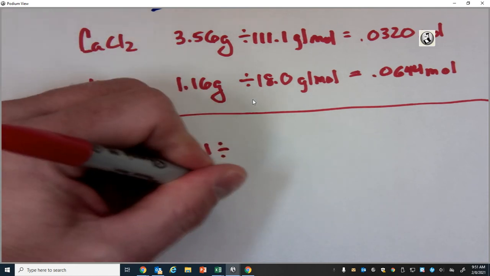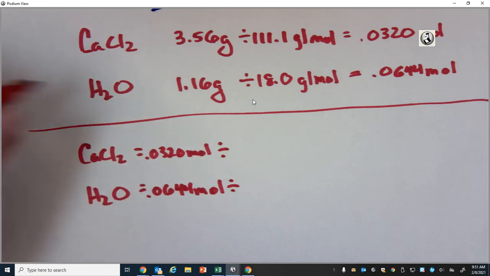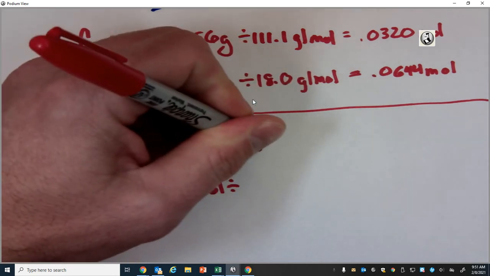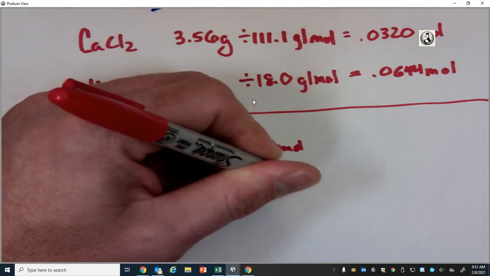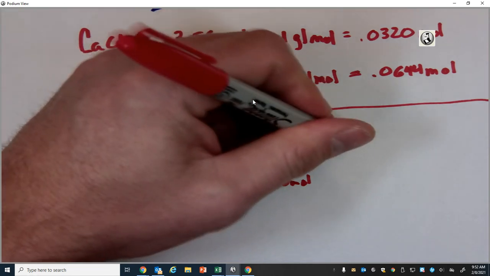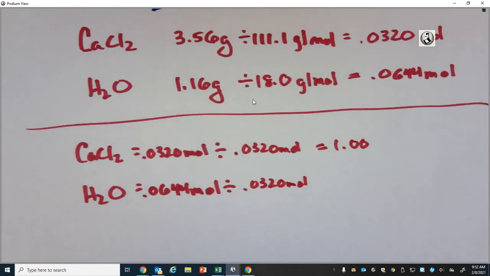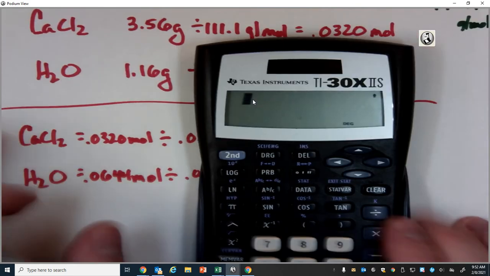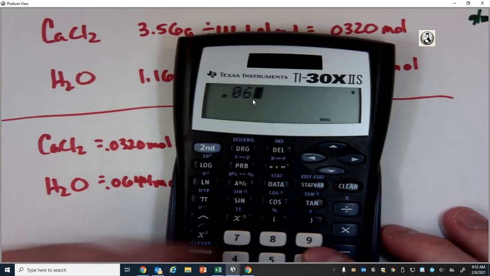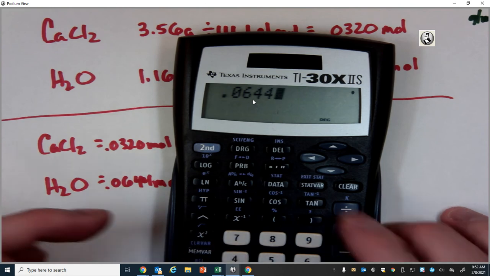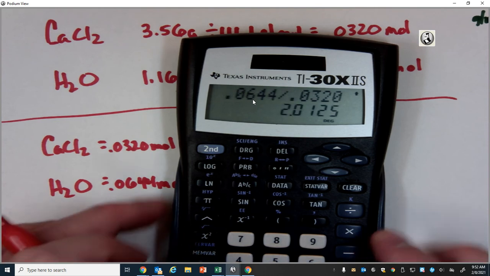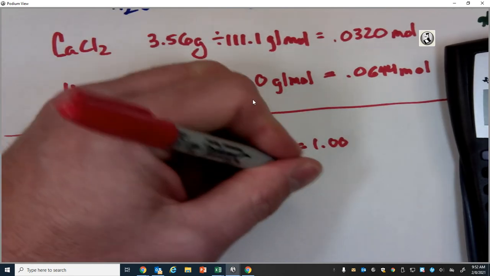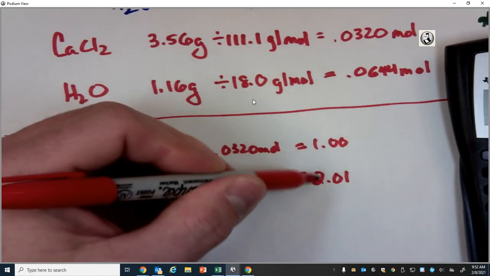Divide by smallest. So we have to divide both of these by the smallest number here. In this case, it's 0.0320 moles, and then 0.0320 moles. The nice thing is this number is going to be 1. I don't even have to do anything with that. And then the water in this case, 0.0644 divided by 0.0320, and you're going to get 2.01. So that's close enough to 2 to call it 2.